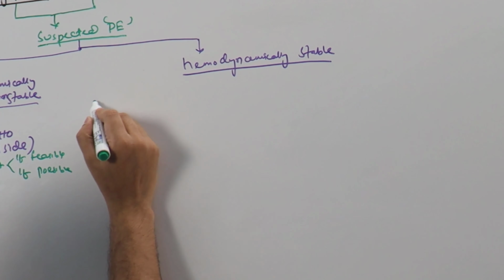So history suggestive of DVT, you do a compression ultrasound. How is it done? It is done by the 4-point method. You put the probe in both the inguinal regions and the popliteal regions and find out filling defects.